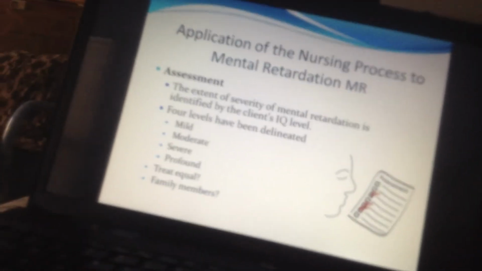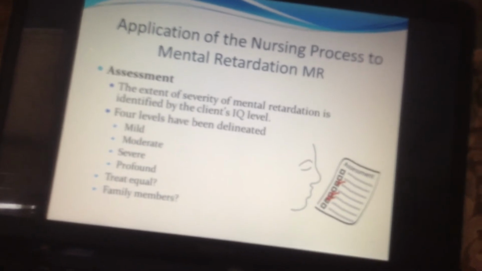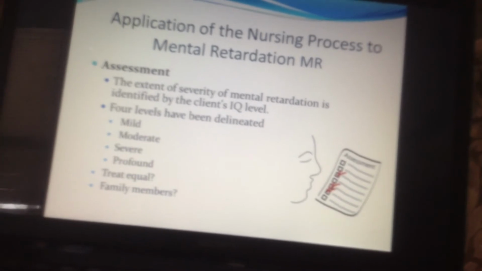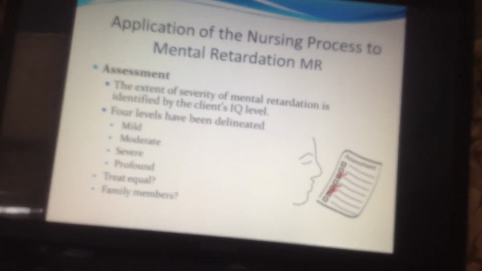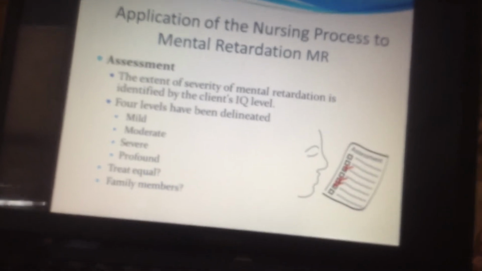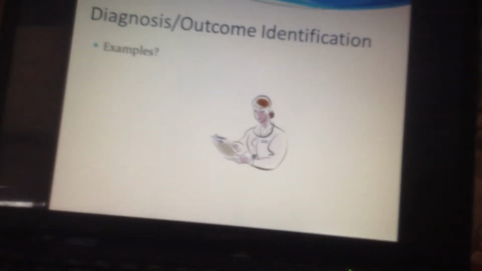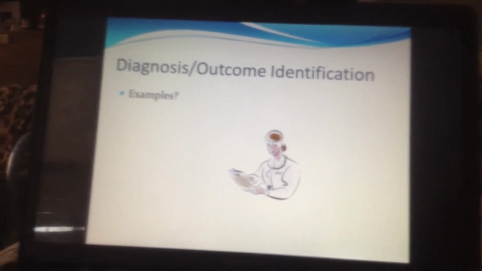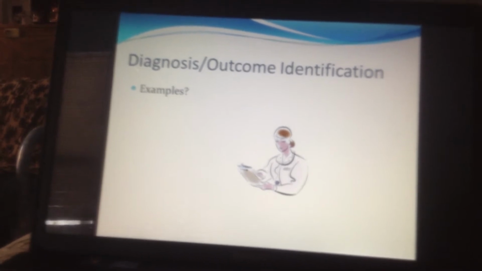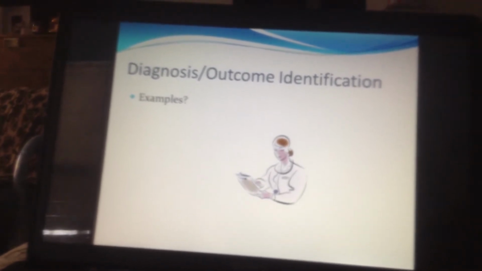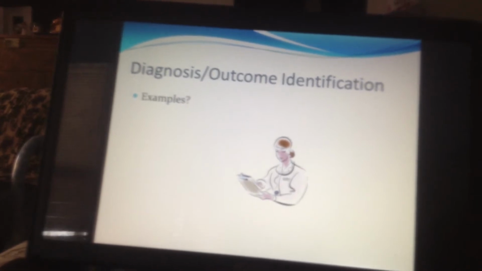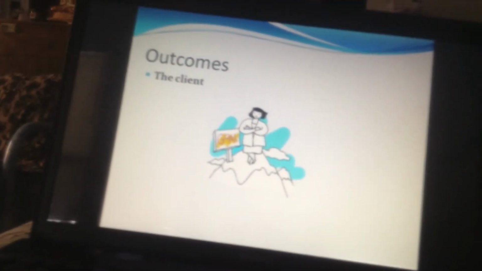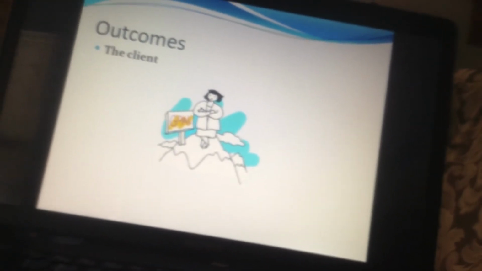Okay, now when you're doing the assessment, you also want to look at family, because family is a very important part of the kid's life. So most of the time, these are the people that will take care of the client or your child. So you may want to look at the family members when you're planning and implementing care. Okay, some of the nursing diagnoses would be risk for injury, self-care deficit, impaired verbal communication, impaired social interaction, ineffective coping. When we look at outcomes, our outcome will be based on our nursing diagnosis.